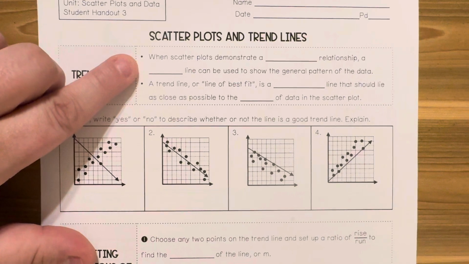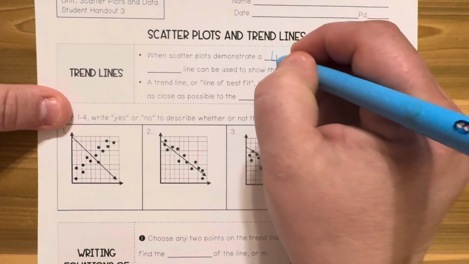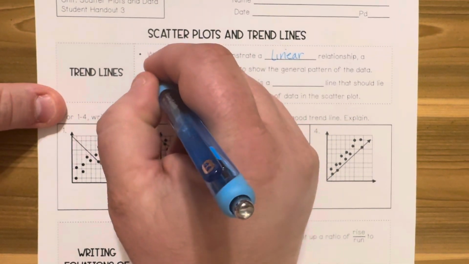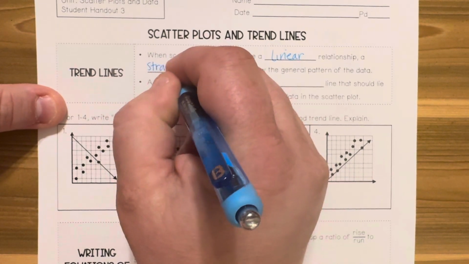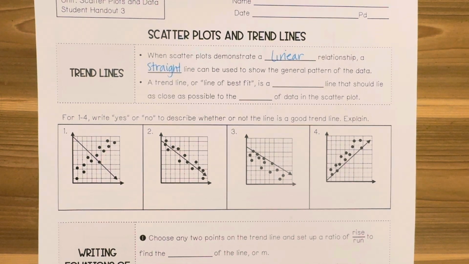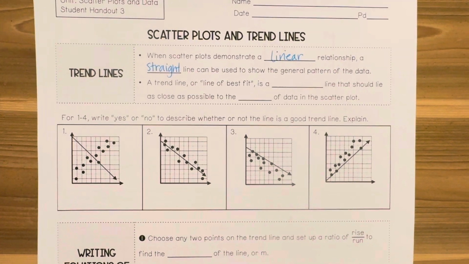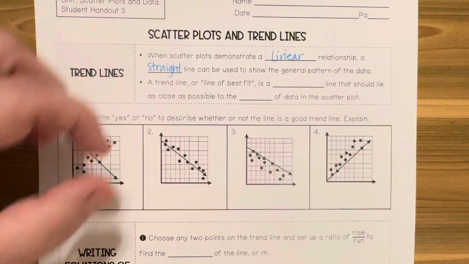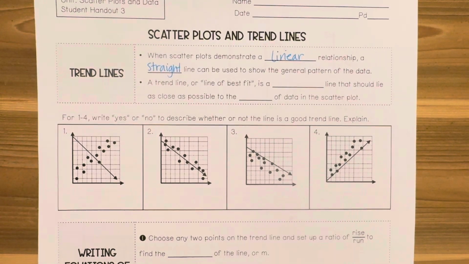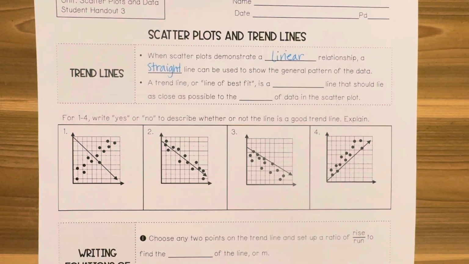When scatter plots demonstrate a linear relationship, a straight line can be used to show the general pattern of the data. Okay, so we talked about that the other day. When it's linear, we can see that it's kind of clustered together, going in one direction, and we call it a strong association, right? It's kind of tight. And you can see it's going in a straight line. It doesn't have that curve to it, right? So we talk about linear.